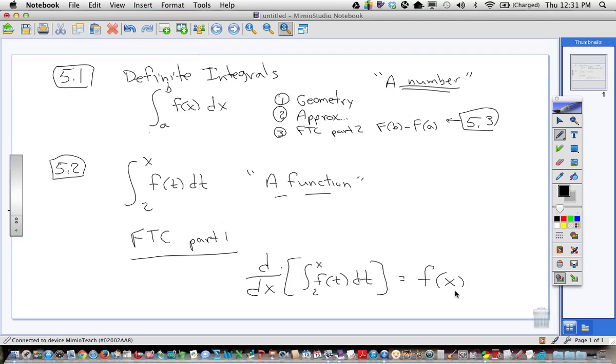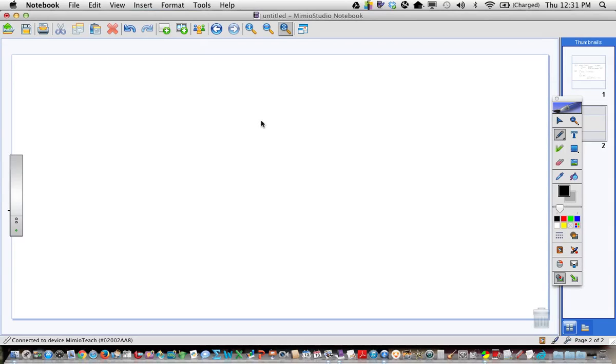So then you have all those questions that could be asked about that notation and how you would work with that. Okay, so before we do the homework, let's do a problem that would deal with fundamental theorem part 1.